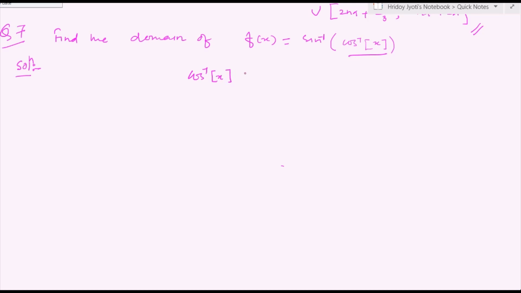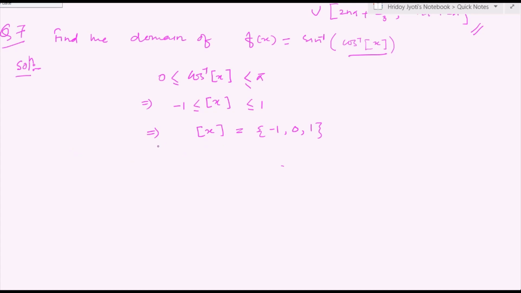function का range होता है 0 to pi में. So ultimately greatest integer function of x will lie between -1 and 1. That means greatest integer function has to be equal to either -1, 0 or 1. So we'll try to find out the domain, that is the values of x, from here.